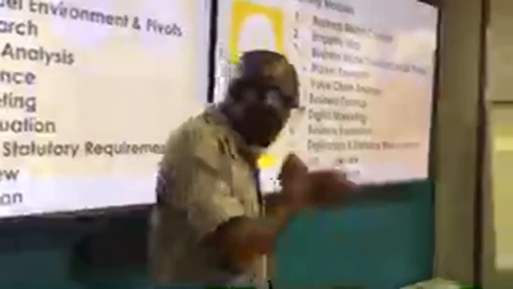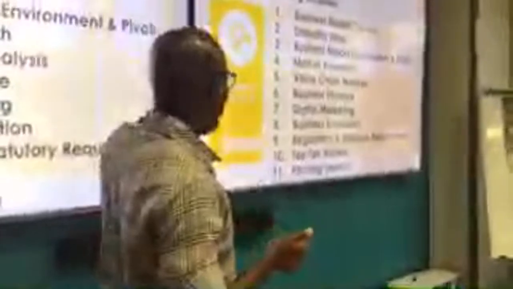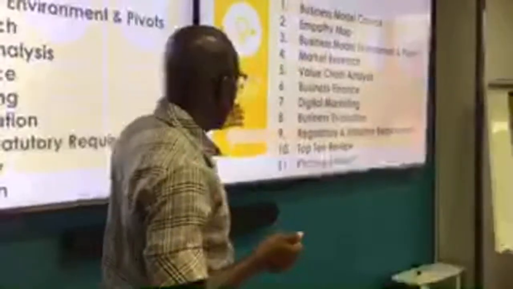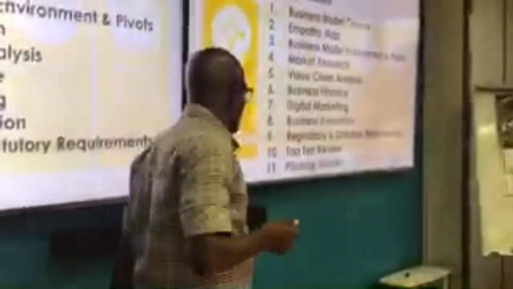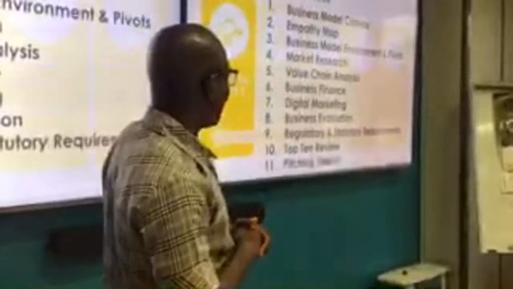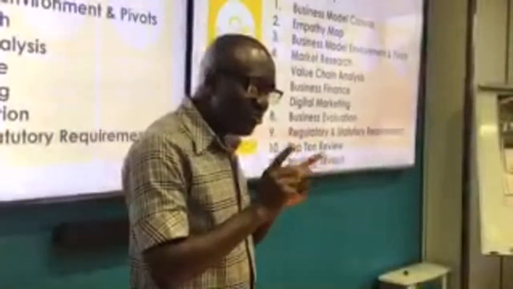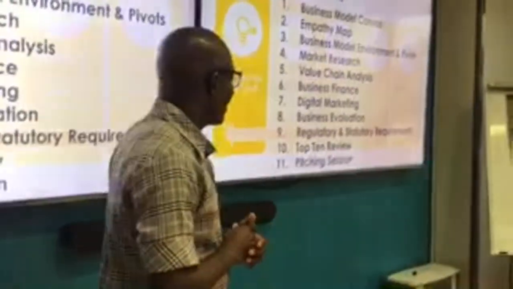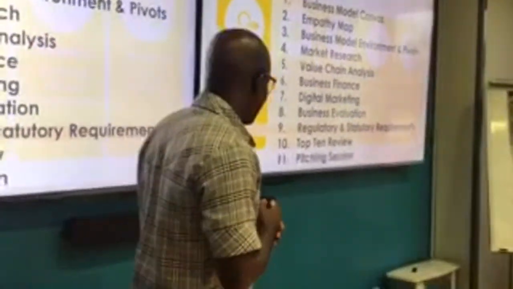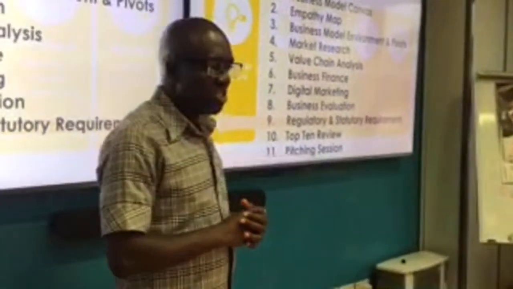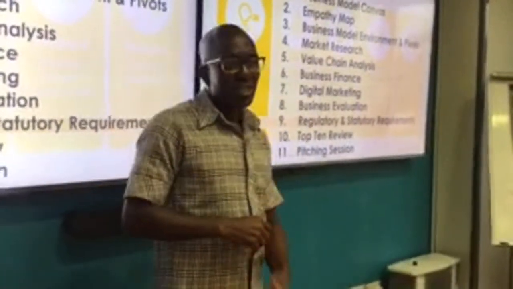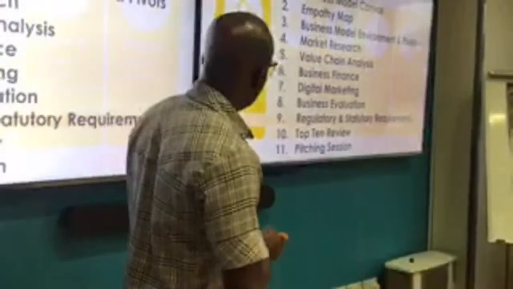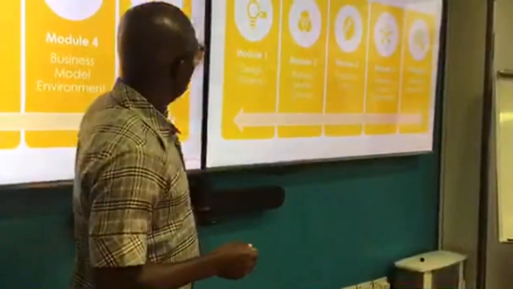Today and tomorrow, we have the business model canvas, which we also mentioned on the very first day. The empathy map, the business model environment and pivots, market research, value chain analysis, business finance, digital marketing, business evaluation, regulatory and statutory requirements to be able to run your business very well. Top 10 review, and then we'll have the pitching session. So these are upcoming things that we'll also look into.